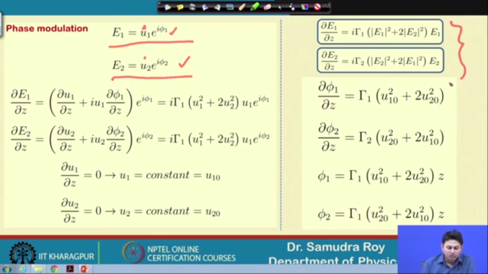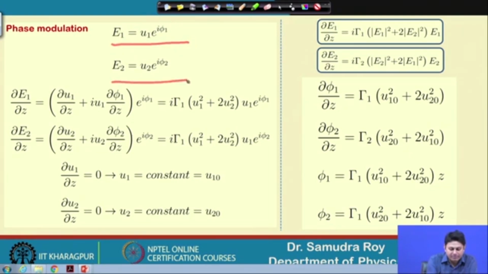So, what we will do now, we have the field in terms of real amplitude and phase, so we are going to put these things here. When we put these things here, dE1/dz, the derivative of E1 with respect to z, will be this quantity, because it is divided into two parts, U1 and e to the power i phi 1, both functions of z. So, dU1/dz plus i times U1 d phi 1/dz, times e to the power i phi 1, just making a derivative with respect to z of this term.